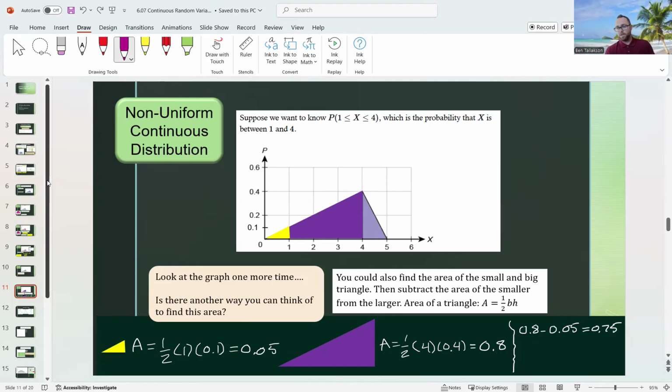So you have a choice, right? Do you like the trapezoid formula? Do you like the triangle formula? The choice is yours.